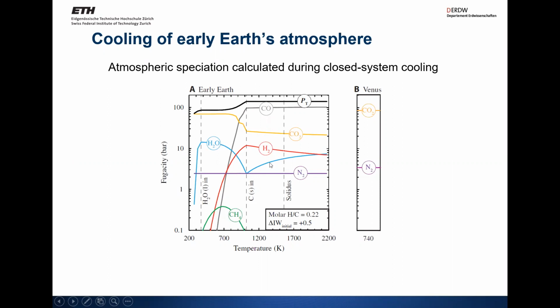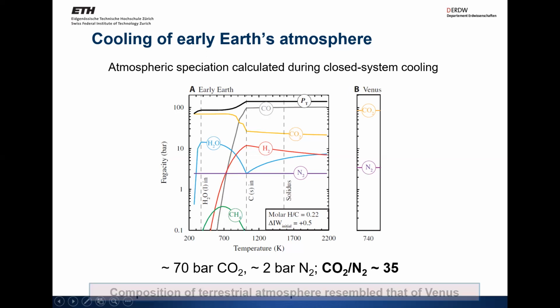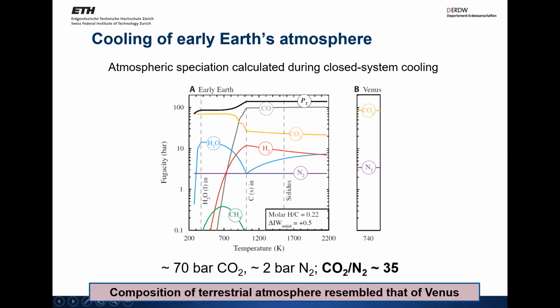And so if we then examine the low temperature state of an early Earth's atmosphere, we find an incredible kinship between that composition at low temperatures and that presently observed on Venus today. So we have about 70 bars of CO2 and 2 bars of nitrogen, giving us a CO2 to N2 ratio of about 35, very close to Venus's ratio of about 43, as you may recall. So on this basis, we assert that the composition of the terrestrial atmosphere likely resembled that of Venus initially.